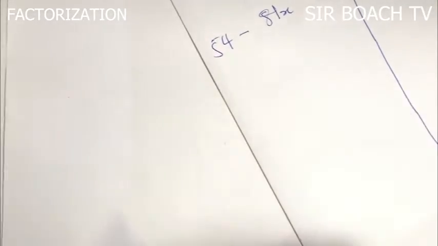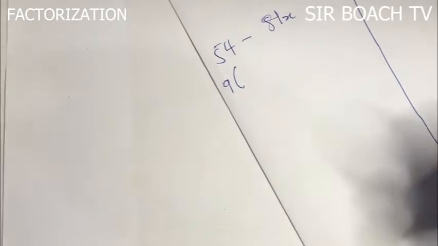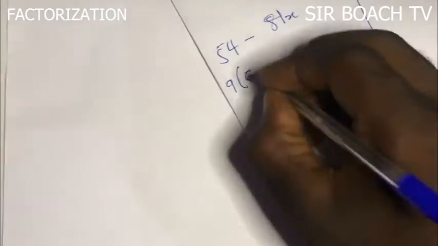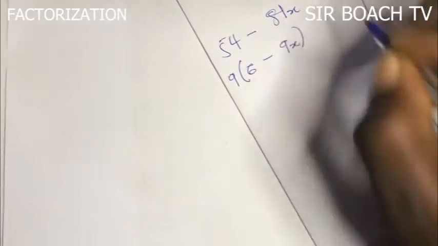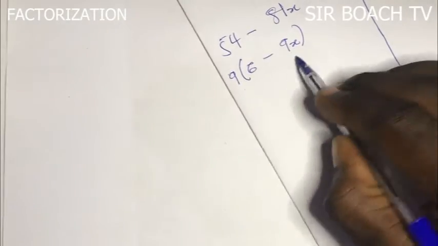Now the second one, we have 54 minus 81x. The 54 has no letter attached to it, so this time we are not factorizing letters, we are factorizing numbers. Now 54 and 81, what can I factorize out? We can factorize 9 out because 9 is a factor of the two. If I factorize 9 out, I ask myself, 9 times what gives me 54? That is 6. Are we good? Minus 9 times what will give you 81? That is 9. Then I add the x. That is all. Because 9 times 6 gives me 54, and 9 times 9x gives you 81x.